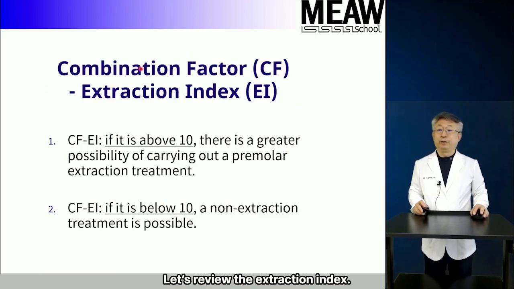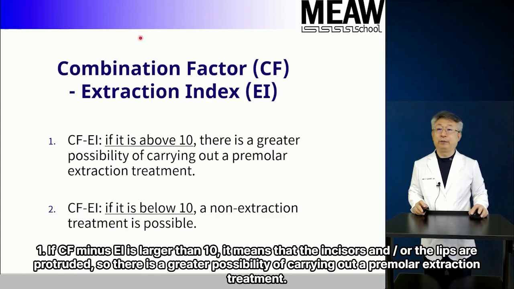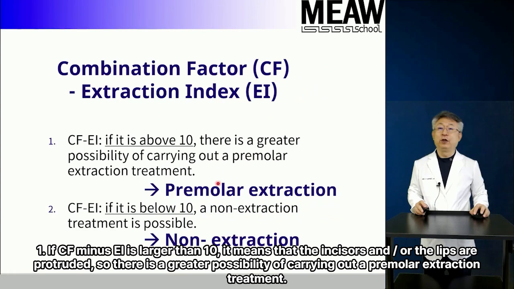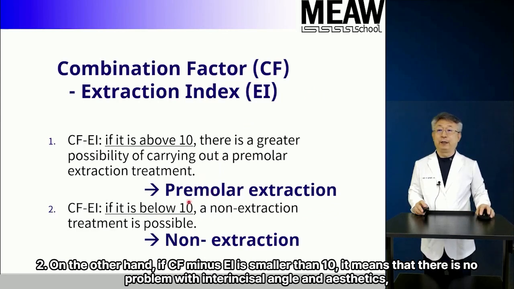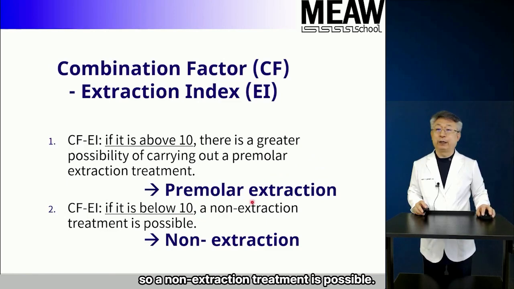Let's review the extraction index. 1. If CF-EI is larger than 10, it means that the incisors and/or the lips are protruded. So there is a greater possibility of carrying out a premolar extraction treatment. 2. On the other hand, if CF-EI is smaller than 10, it means that there is no problem with interincisal angle and aesthetics. So a non-extraction treatment is possible.